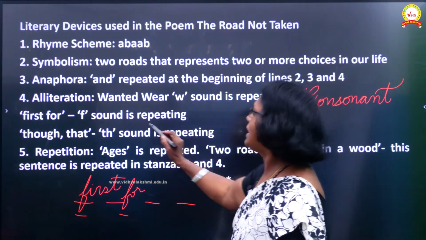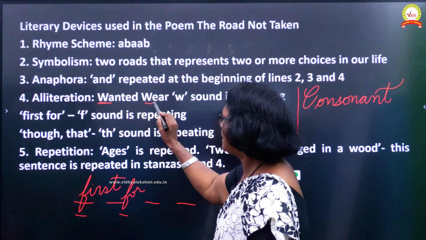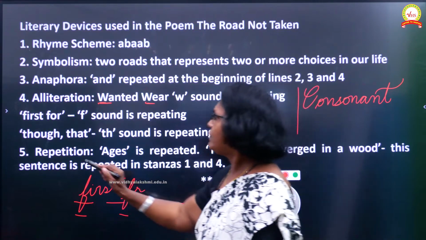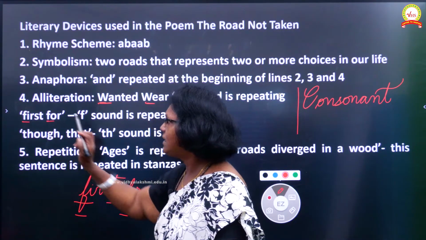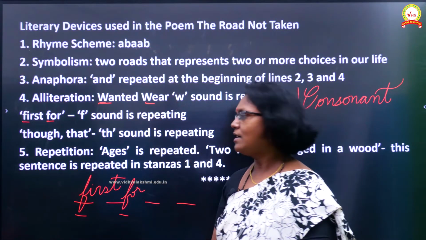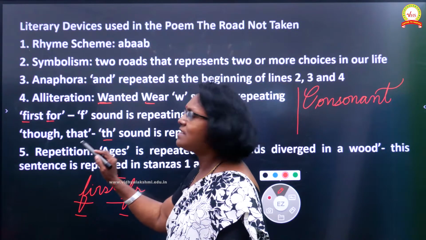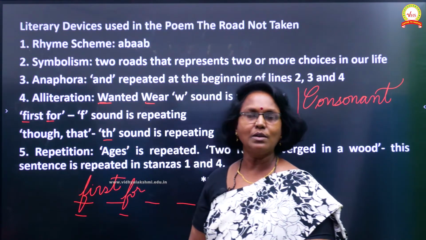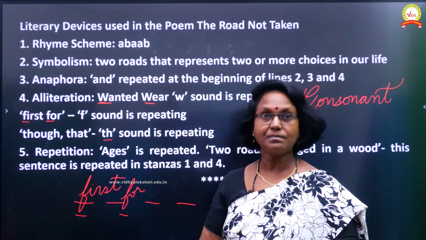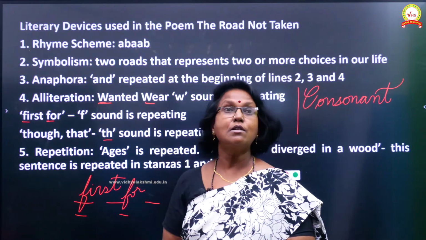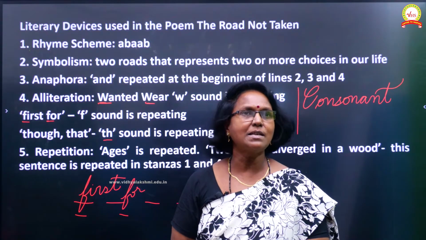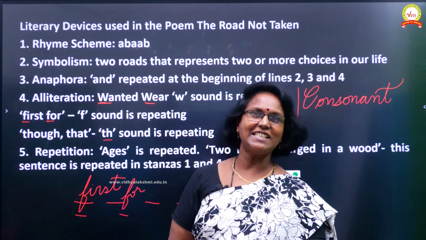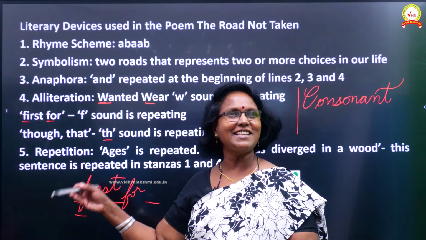And in our poem, we have with the w sound, that is wanted, where. We also have with the f sound, that is first, for. And we also have with the th sound, that is though and that. The next thing that we have is repetition. And what is the repetition that we have? Ages and ages.